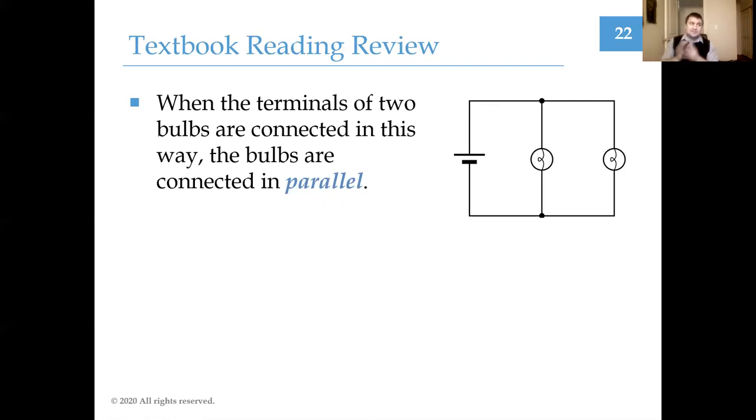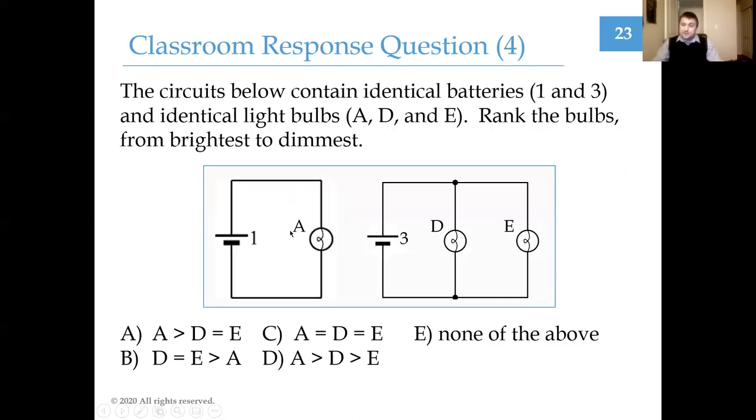And this works vice versa as well. Anytime that we say something is wired in parallel, this means that we are adding a junction into the circuit. We are giving current a choice as to which particular path it is going to take. When current is given a choice, we say that these are wired in parallel with respect to each other.